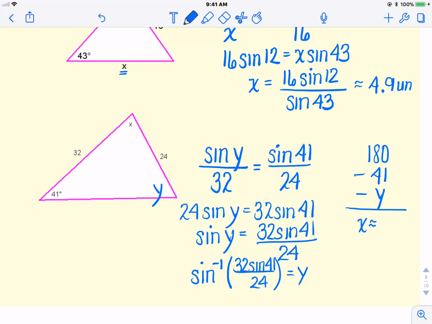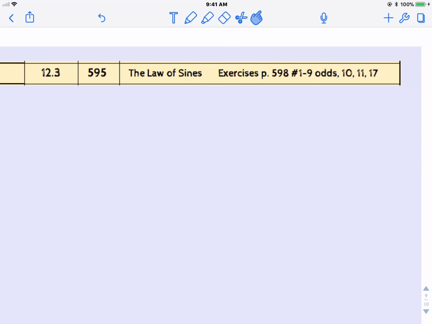It's around 61 degrees, but again, I don't want to round that off. I want to keep that full value on my screen and then go employ my plan to find the angle measure that's missing. Please pause the video and actually check this and make sure you can do this. It is around 78 degrees. Your tasks for law of sines are listed here. Please make sure your calculator's in degrees.